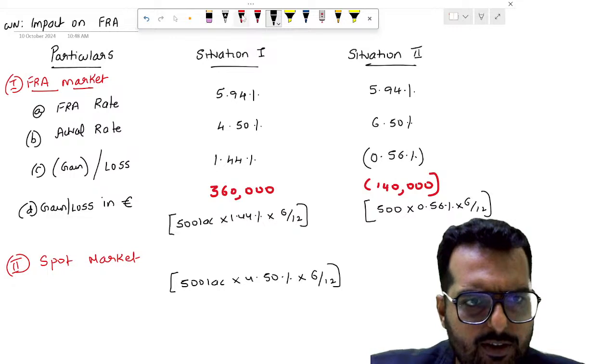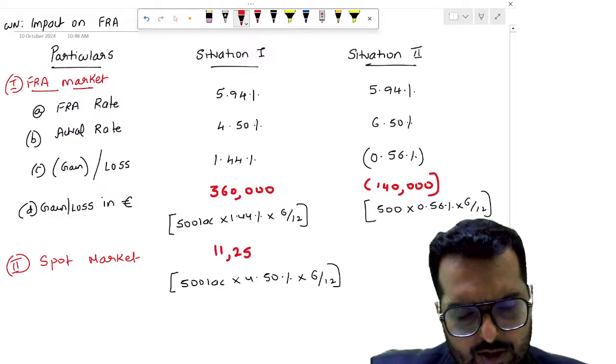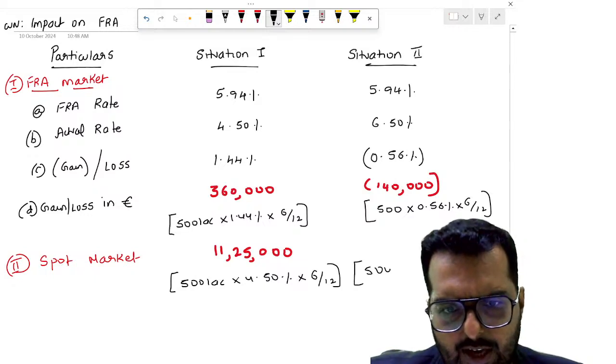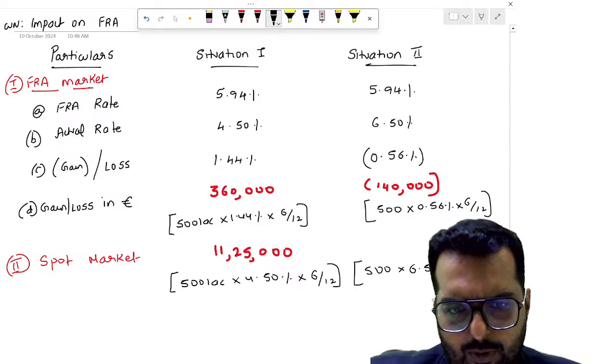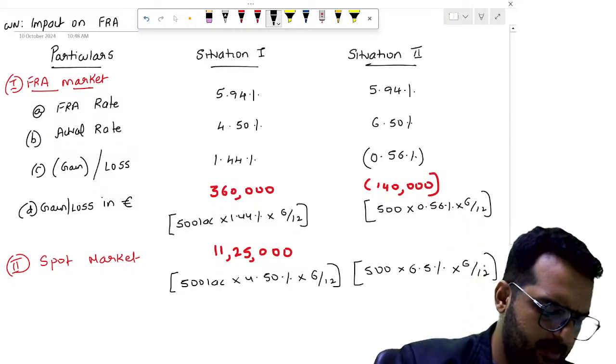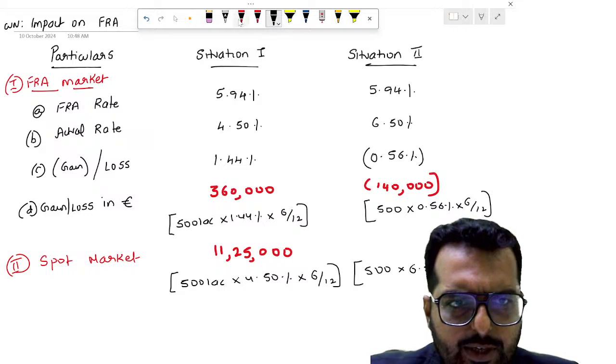That will end up to be how much? 11 lakh 25,000. Same way in the second case, it will be 500 lakh into 6.5 percentage into 6 by 12. 16 lakh 25,000.